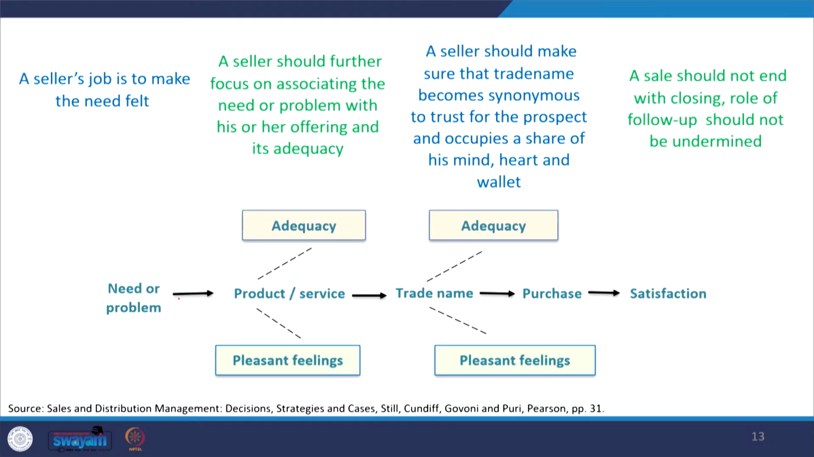Once a seller has made them realize how this will solve their problem, his job is to assure them that the offering being presented is adequate and should generate positive feelings as well. Then they will make them realize how the corporate, the organization or the particular trade name is adequate and will again generate pleasant feelings. It's more like making them realize that the seller they are dealing with stands synonymous to trust, and working towards occupying a share of their mind, heart and wallet.